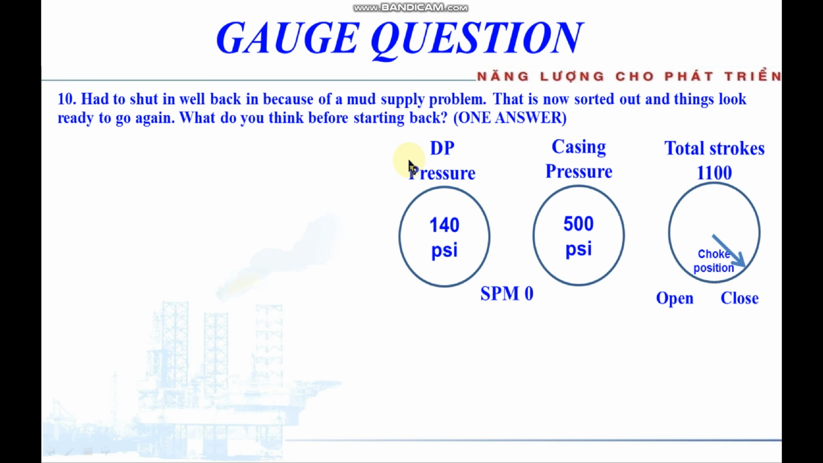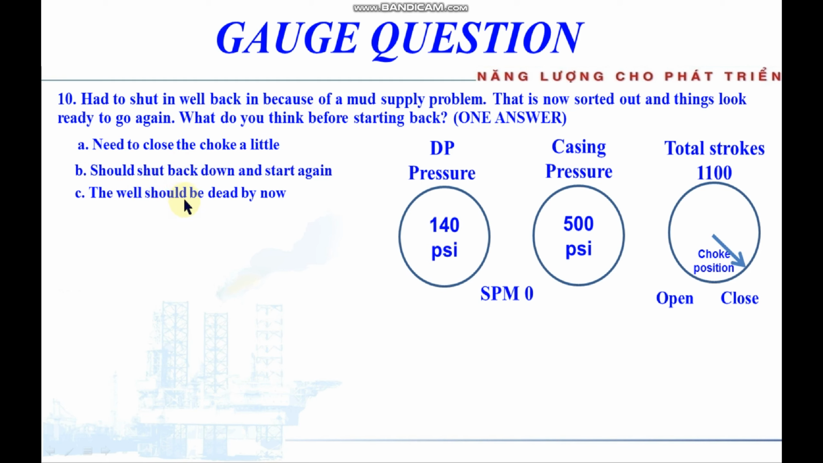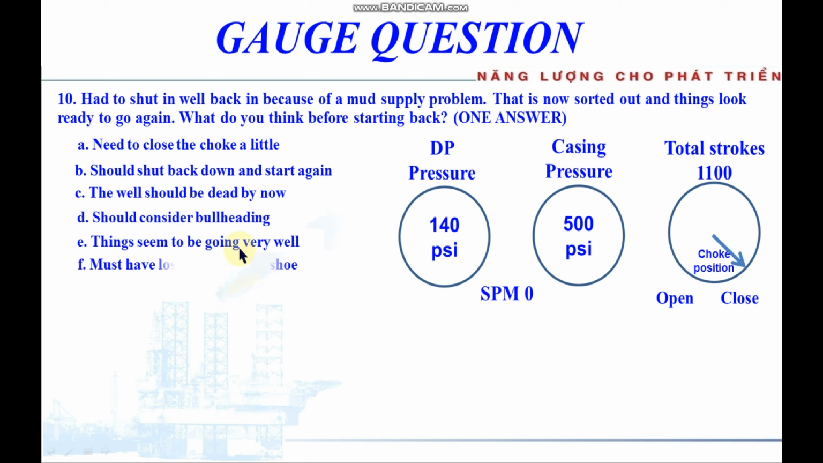Dubai pressure 140 PSI, casing pressure 100 PSI, total stroke 1100, SPM 0. A. I need to close the choke. B. Set back down and start again. C. The well should be dead by now. D. Should consider good heading. E. Things seem to be going very well. F. Must have logical issue. G. Not really sure what's going on at this point.